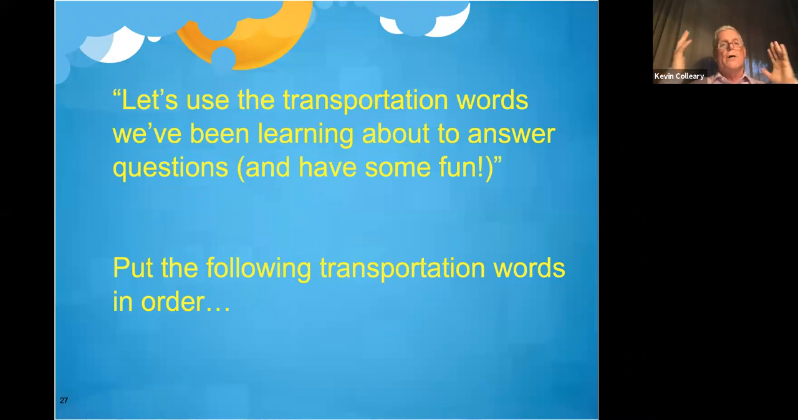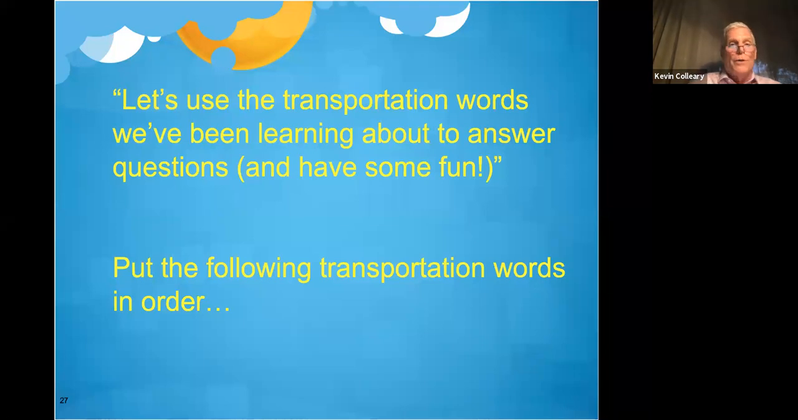So here's an example of some teacher talk. Let's use the transportation words we've been learning about to answer some questions and have some fun. So you're working with pairs, or small groups, or you can do it with a large group, whatever methodology around communication and group work works best in your setting. I have no answers about which is better than the other for this. This can work in any setting. But imagine this strategy, how you'd best use it in your own classroom.